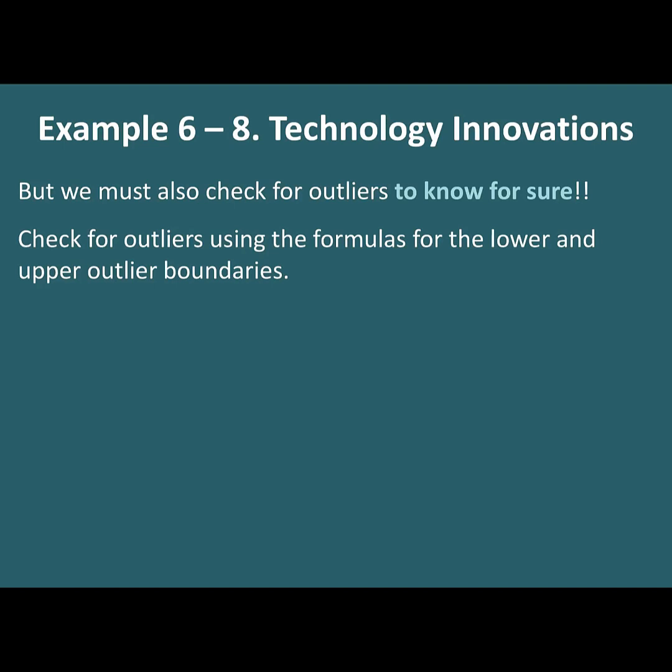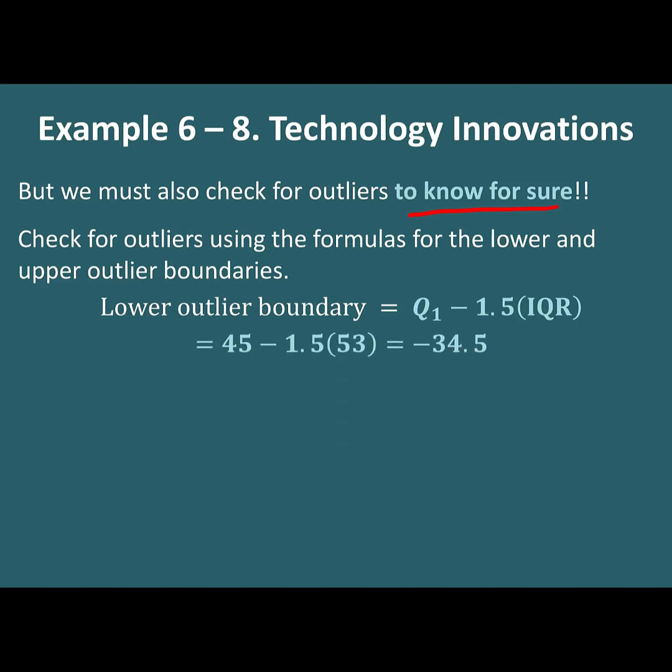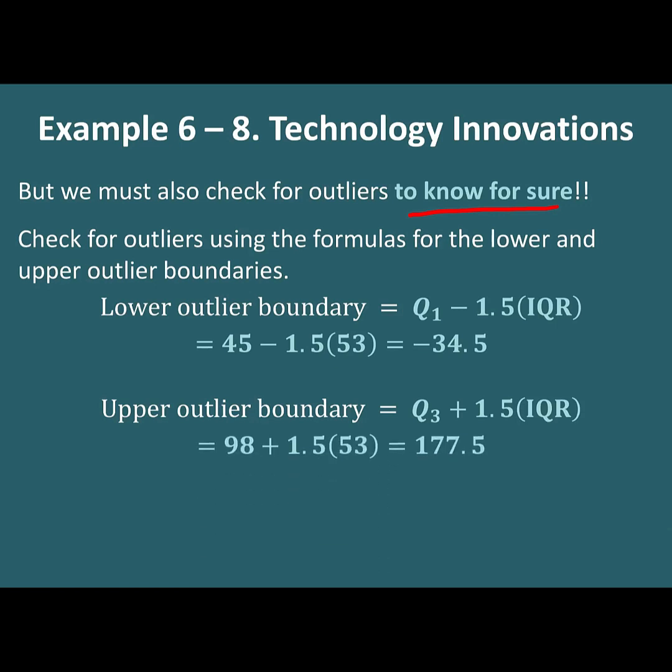And last but not least, we go ahead and check the outliers to know for sure. Using the formulas, again, we have done this before. Use the median of the first half minus 1.5 times the interquartile range, which here will be 45 minus 1.5 times 53. We get negative 34.5. The upper outlier boundary will be the median of the second half of data plus 1.5 times the interquartile range. In that case, it will be 98 plus 1.5 times 53, giving us 177.5. Our interquartile range, again, is 53.